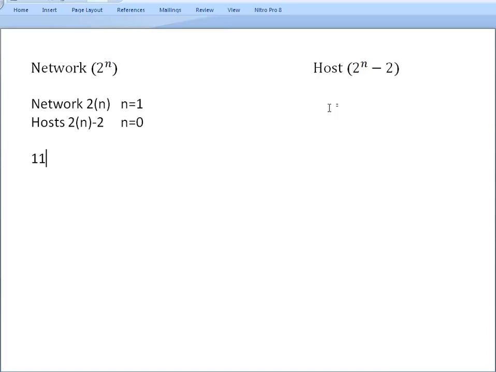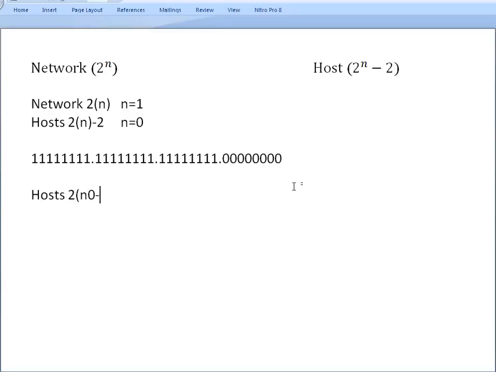For example, 1 2 3 4 5 6 7 8 9 10 11 12 13 14 15 16 17 18 19 20 21 22 23 24, and then 1 2 3 4 5 6 7 8. Now here, if you use the formula, for example, you have 24 ones and 8 zeros. So let's just use the formula for 8 zeros. For hosts, every time you think of the zeros, you are calculating the host. 2 to the power n minus 2. Now this n for the host, because we are looking at the zeros and we have 8 zeros here, will become 8.